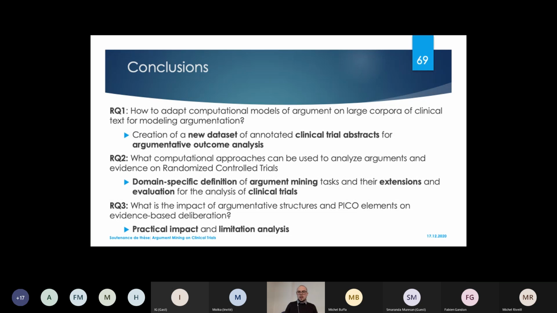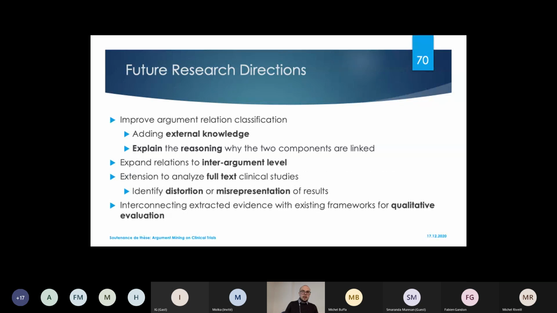And the third question, which was more about the impact on the deliberation process, was addressed with a demo system and a detailed limitation analysis, which was more in the actual thesis than in the presentation here, and which highlighted the weaknesses of the used approaches and the remaining open questions. And in general, my work opens the way for future research directions.